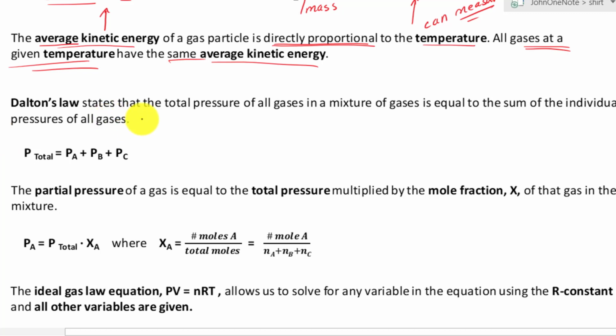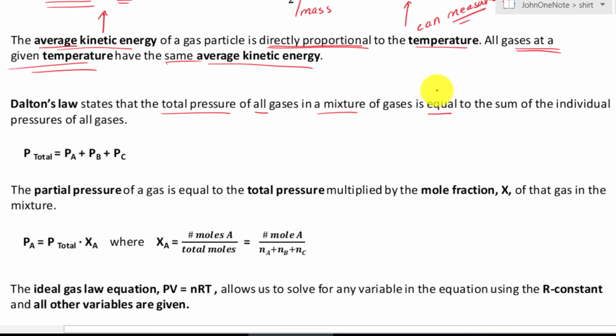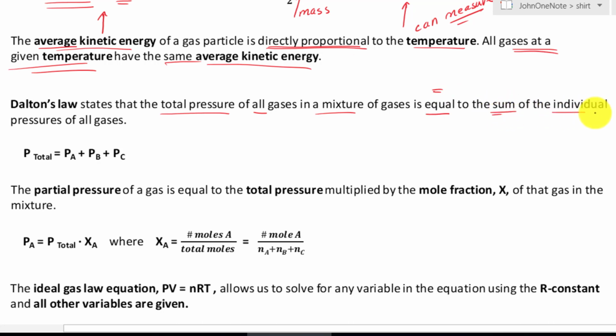Dalton's gas law states that the total pressure of all gases in a mixture of gases, different gases or the same gases, doesn't really matter, is equal to the sum of the individual pressures of all gases. Basically, what does that mean? The total pressure of all the gases in that container is equal to the individual pressure of A plus the individual pressure of gas molecule B plus the individual pressure of gas molecule C, and so on and so on. We're going to talk about this specific equation more in detail when we work with the problem.